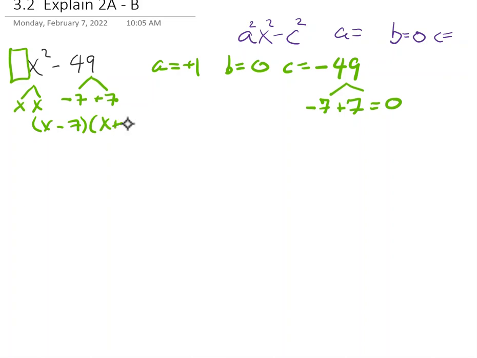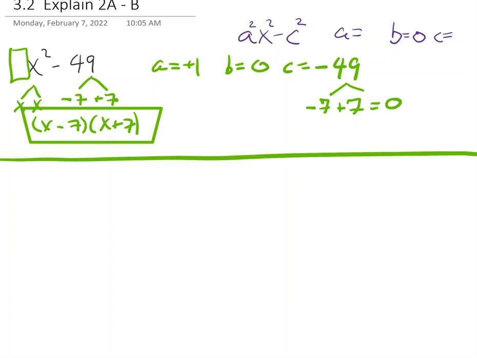Well, then x minus 7, x plus 7. And we look at our directions again, and directions said factor each difference of squares. So we are done when we have factored that, and that means we are done. So that was pretty easy. So let's do question 2B.